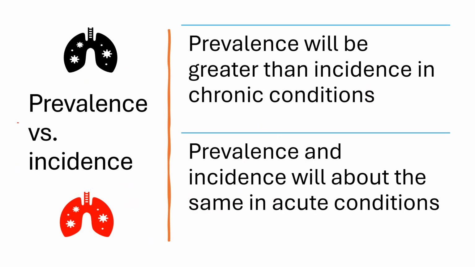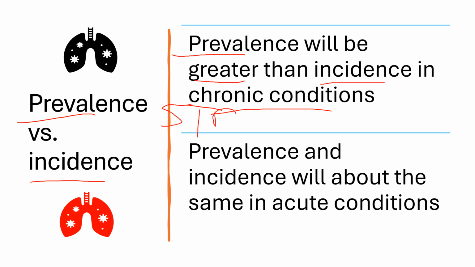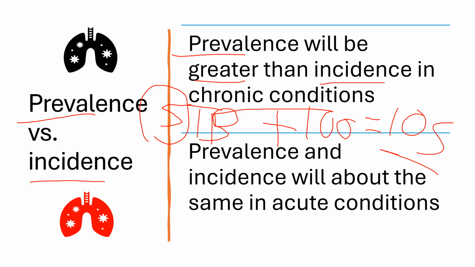I will conclude the discussion about prevalence and incidence in this slide. It is very important to know that prevalence will be greater than incidence in chronic conditions. For example, you have 5 new cases diagnosed with tuberculosis in your community, plus you have 100 cases of tuberculosis being treated in your community. So the new cases are 5 plus the current cases 100, which equals 105. So the prevalence here will be 105, but the incidence just 5. So in a chronic condition, the prevalence will be more than the incidence.